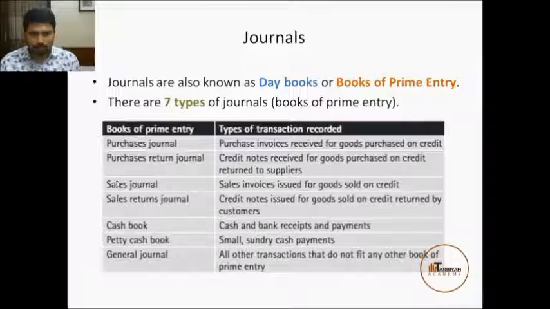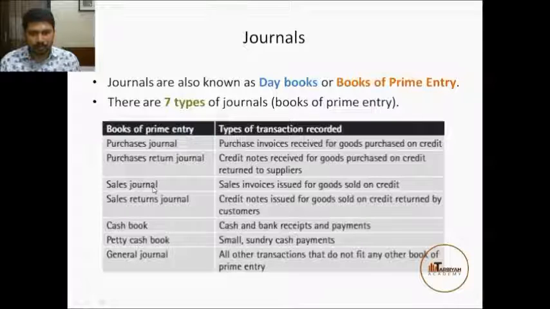So I'll just go through them very briefly. At the beginning, we have the purchase journal, right? So whenever you buy something from your supplier, you record that in the purchase journal. And sometimes you realize that some of the goods are damaged, right? Or not up to your expectation, or faulty goods. In that case, you return them back to the supplier, and that's where you record those transactions. Okay, you record them in the purchases returns journal.